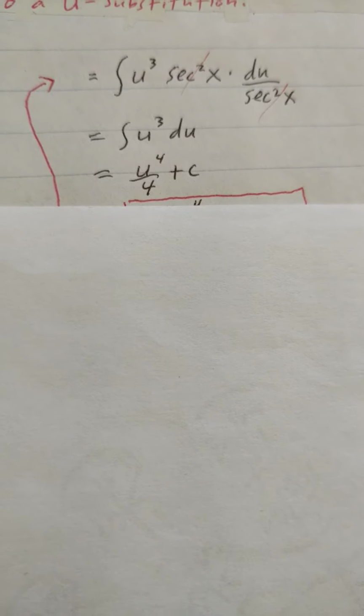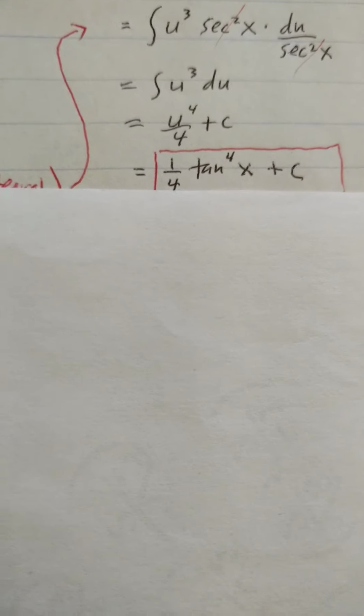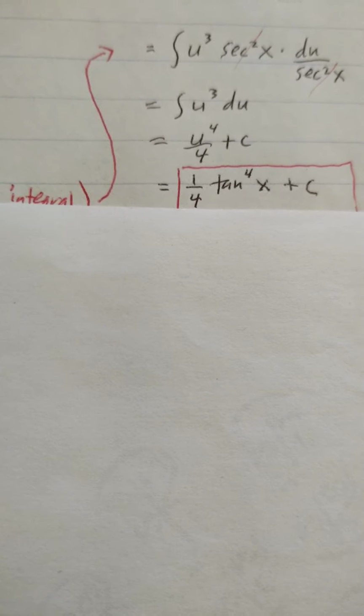And then you want to replace the u back to the tangent. So u to the 4th becomes tangent to the 4th x. And then dividing by 4 is the same thing as multiplying by 1/4. So I wrote it like that: 1/4 tangent to the 4th x plus c. And again, that's the same as saying tan x in parentheses to the 4th power.